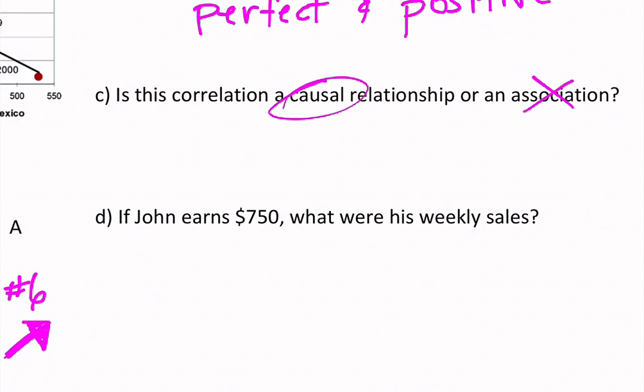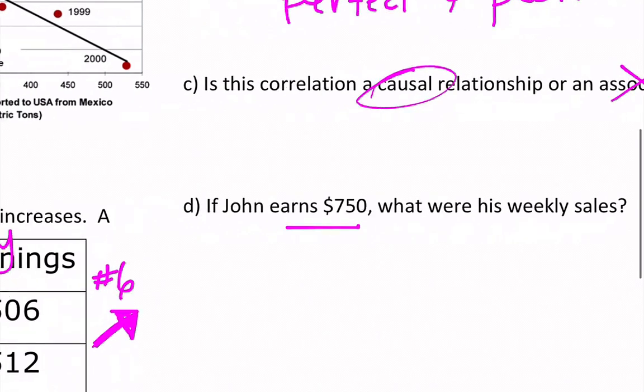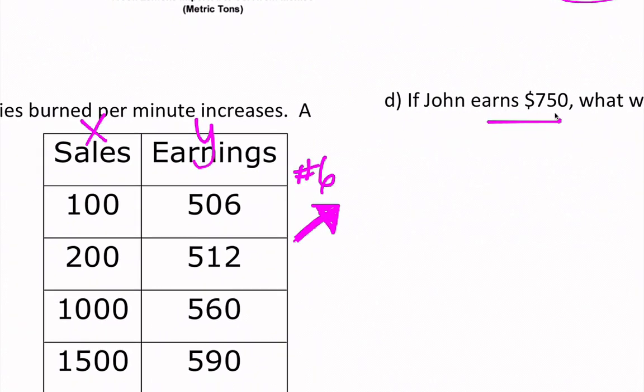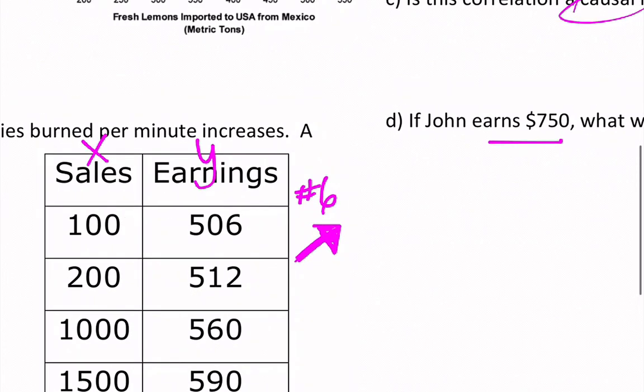Okay, D, the whole point of why we do all of this is we want to find the equation and the line of best fit so we can make predictions, okay? Well, it says if John earns $750, what were his weekly sales? So remember over here I made you put an X and a Y. So it says if he earns $750, I know earnings are our Y value. So I know that $750 is a Y value.